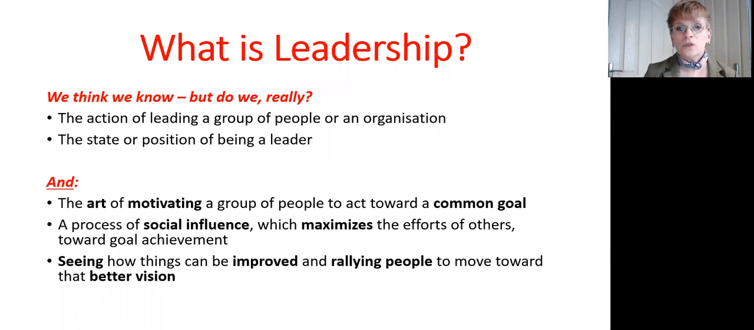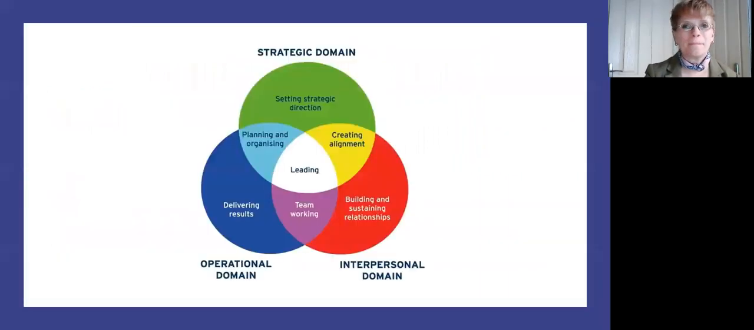A process of social influence, which maximizes the efforts of others toward goal achievement. Sounds like empowerment. Or seeing how things can be improved and rallying people to move forward toward that better vision. So, a bit of expansion on the topic.